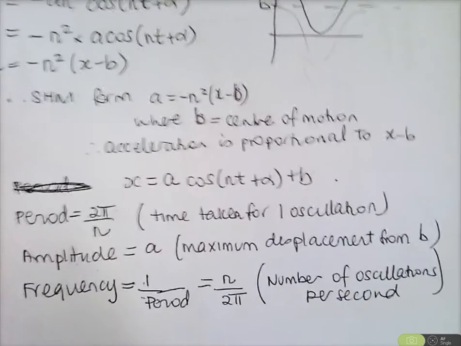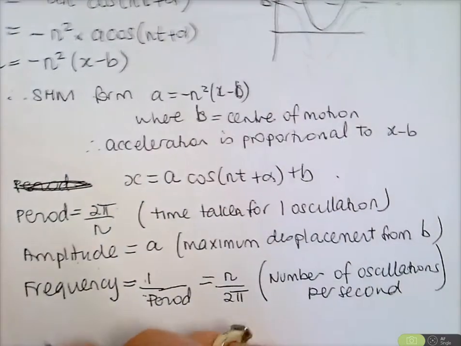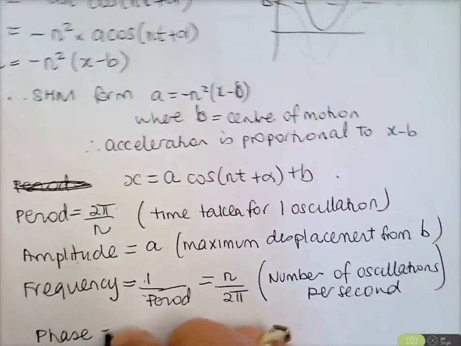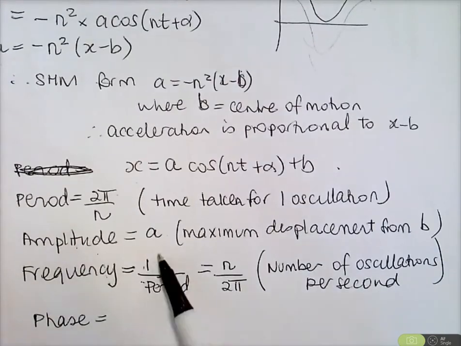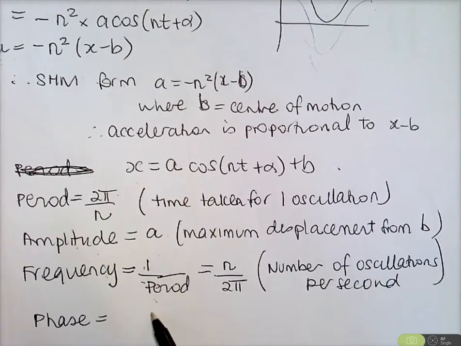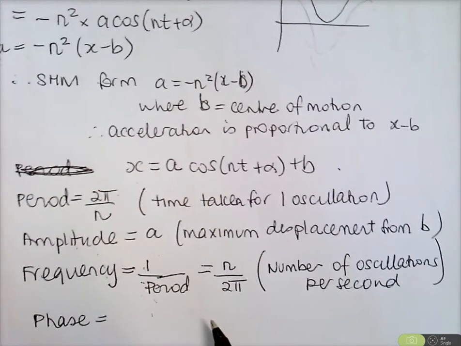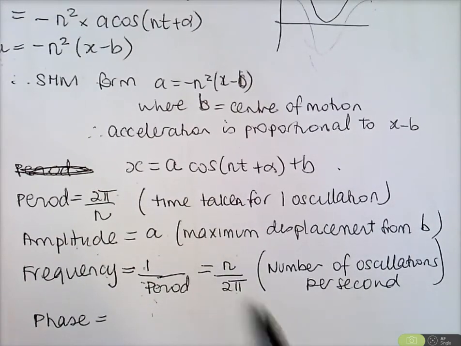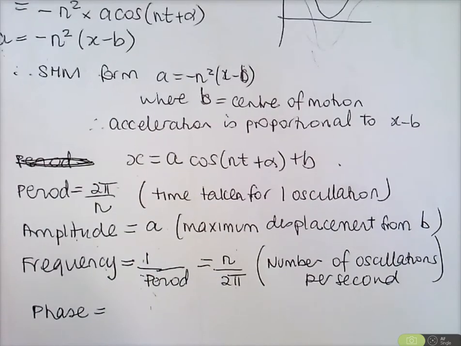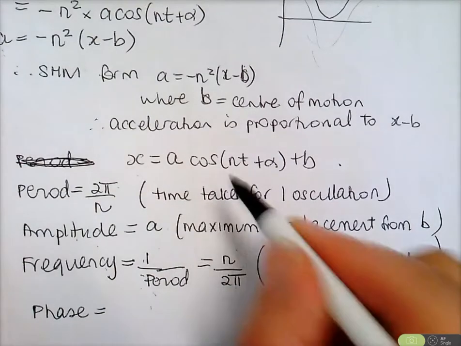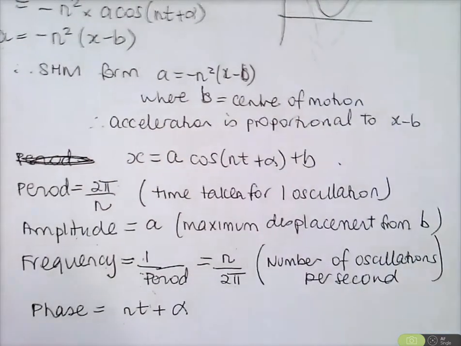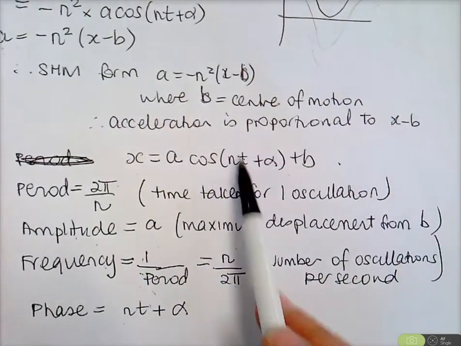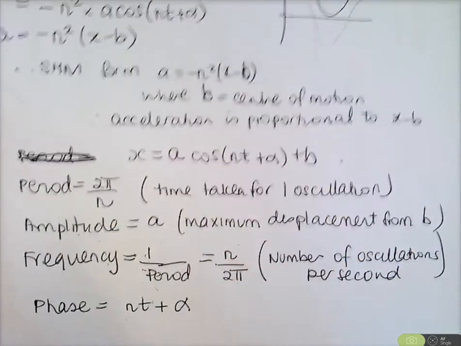So that's new. And there's a few others that we need to know. So you know period, you know amplitude. Frequency is the reciprocal of the period, so it's 1 over the period, which is n on 2 pi. It's the number of oscillations per second. The phase is this bit in here, the nt plus alpha. That's what it's defined as. That bit's called the phase.